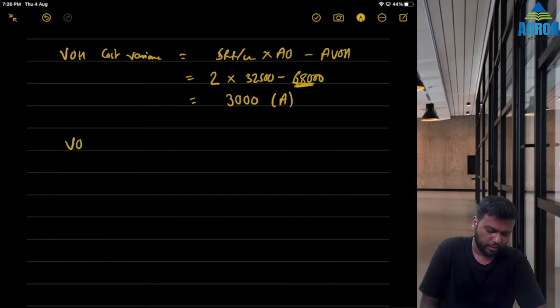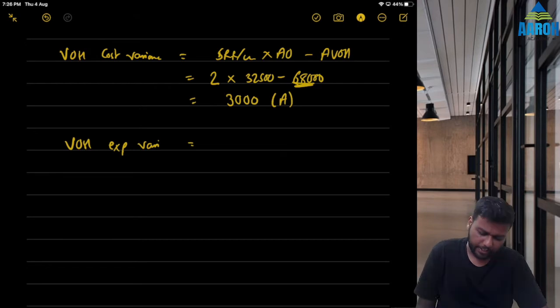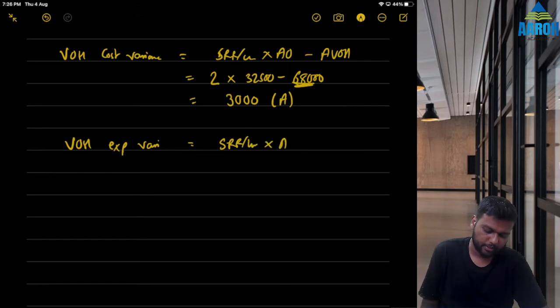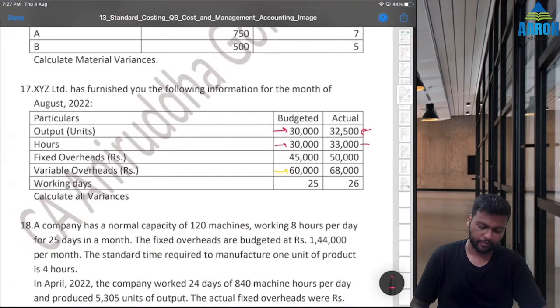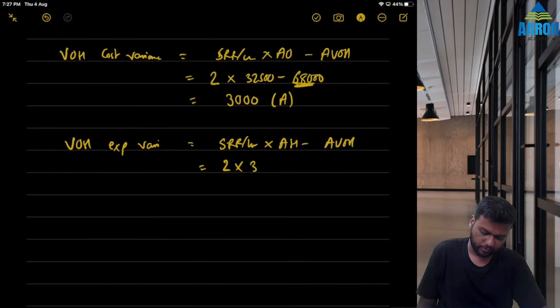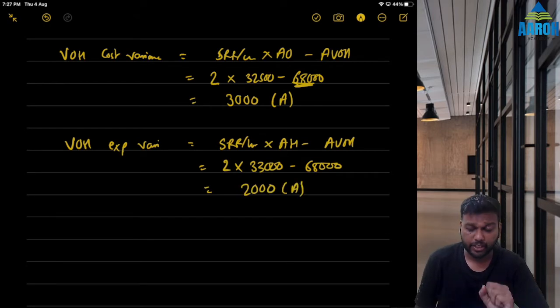Next, variable overhead expenditure variance. Expenditure is, like I said, the same formula but with hours. So SRR per hour into actual hours minus actual variable overheads. Again we have everything: 2 into actual hours, which they have given in the question, 33,000 in the second line, minus 68,000. So that is going to be 2,000. Again adverse because actual variable overheads are more.